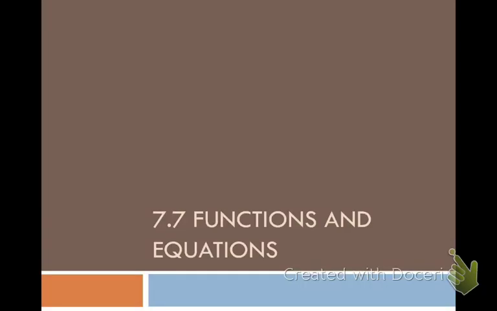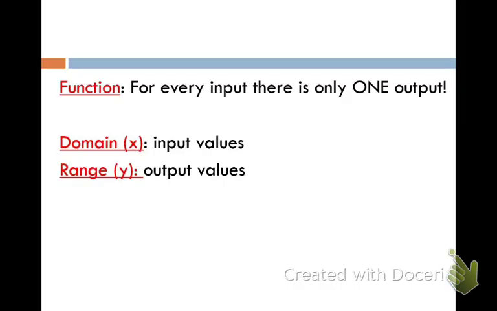Today we're talking about 7.7 functions and equations. All right, so there's a couple things that we're going to talk about today that you're writing down in your notes right now. The first one is a function. It says for every input there is only one output. So you want to make sure, and you'll understand it here in a bit, only one thing will come out whenever there is a function. Something you're going to want to memorize and know for quizzes coming up.